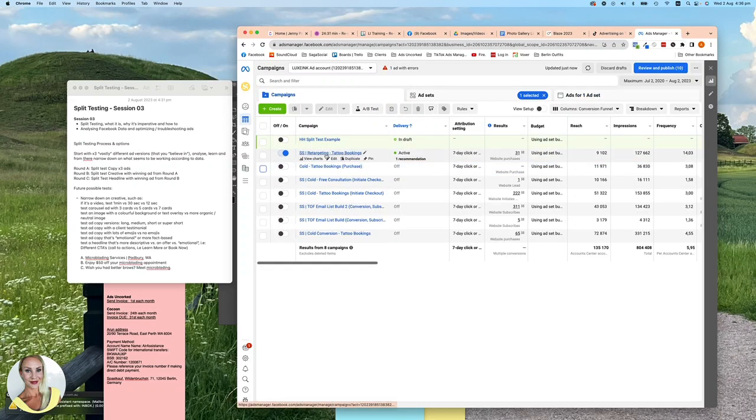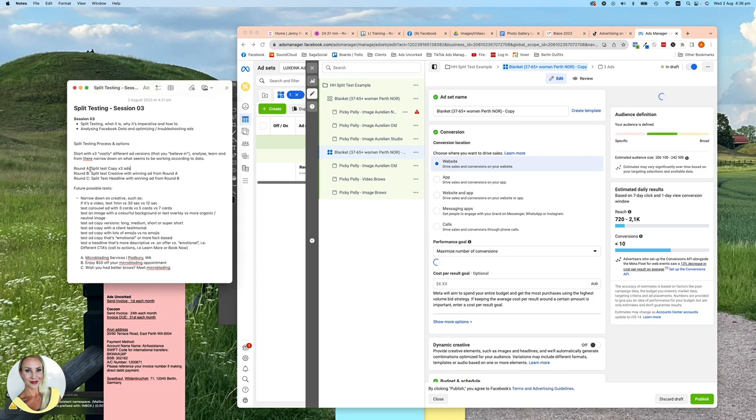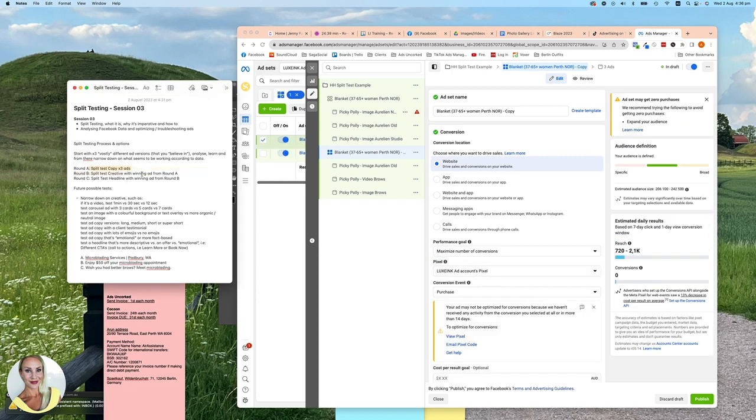So going back to a split test example, I just created a little dummy booking here. Like I said, let's say here, start with copy. Usually if I start from scratch with a new ad account or a new type of campaign, I will do that. But like we spoke about in our previous session today, it just really depends on the situation.